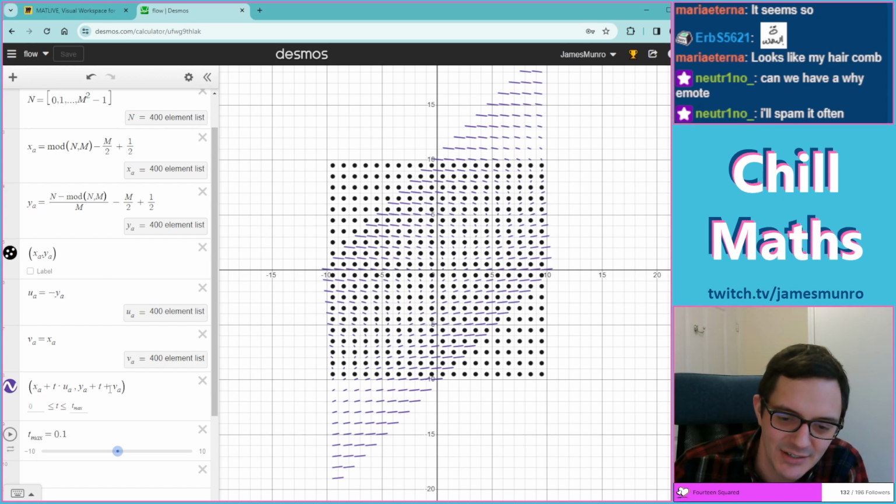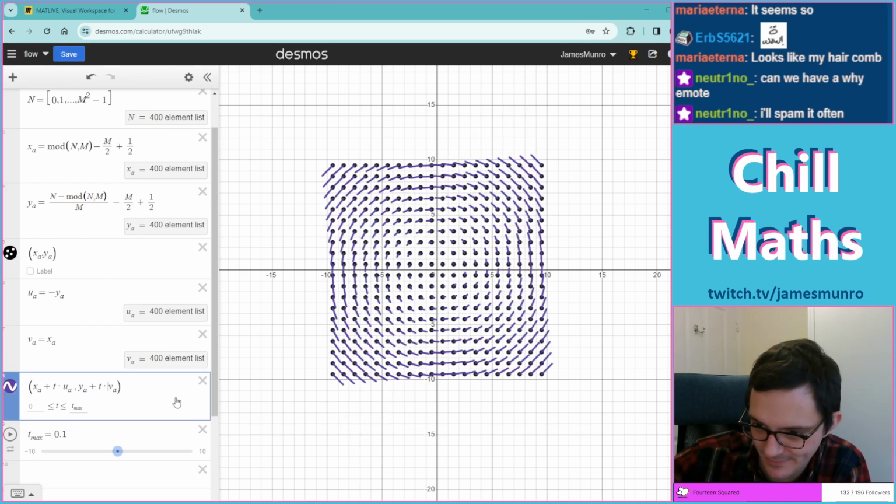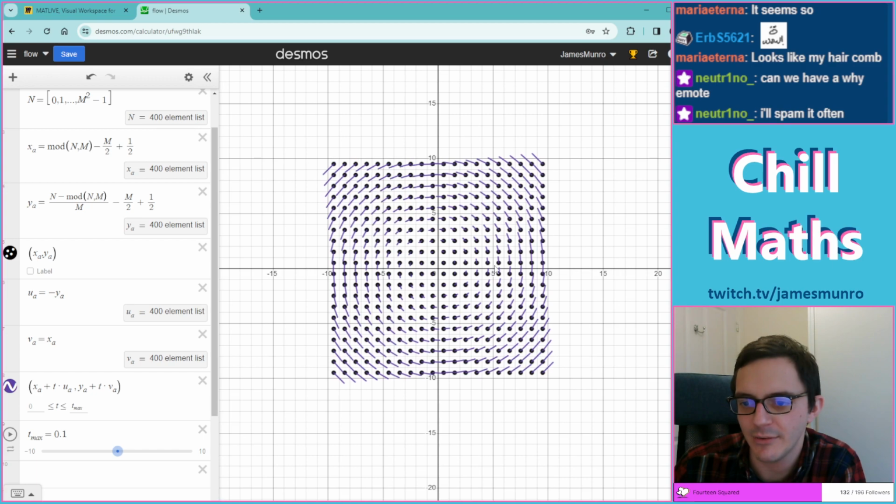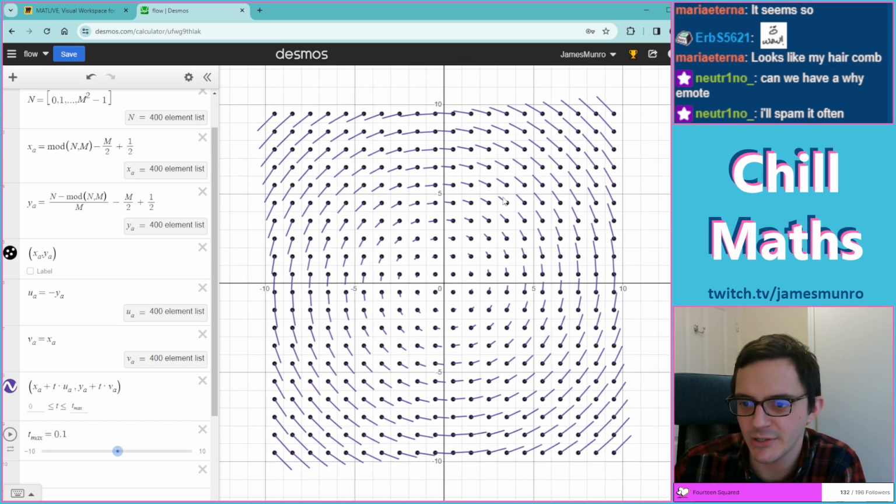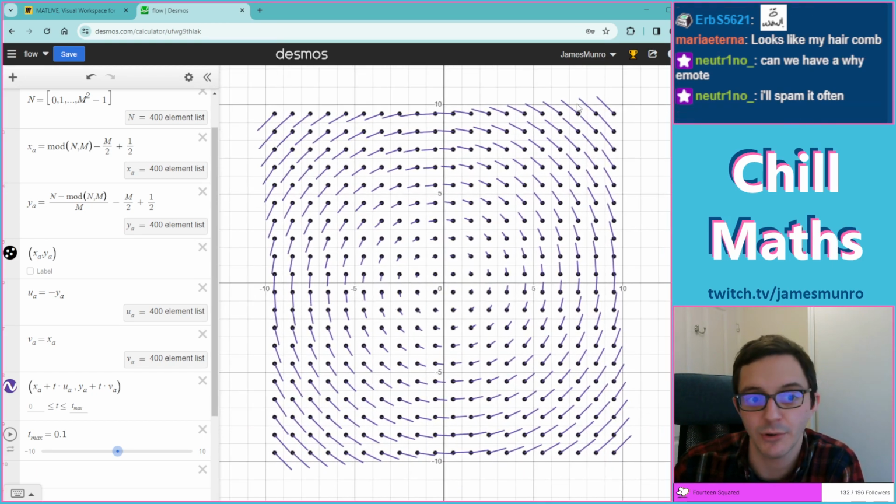It's T plus, not T times. There we go. So now on top of the grid of points, we can put these little arrows. They're not quite arrows yet, but we're getting there.